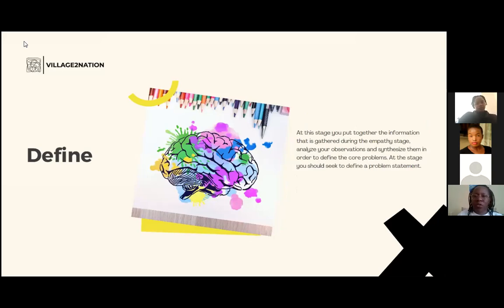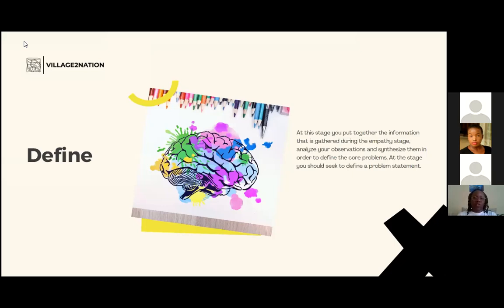At this stage, once you've done your assumptions, you put together the information that is gathered during the empathy stage. And I think, Valentine, you've given us a good example. You put all the information together, then analyze your observations and synthesize them in order to define the core problem. So you've gone, you've observed, you've done everything like you did, Valentine, and then you said the core problem is emotional, this, that. You rate them in a hierarchy. So maybe out of the 20 children you interacted with, 18 of them confirmed that they needed emotional support. So then you arrive at the core problem, but it's driven by the observations you found when you started interacting and empathizing with the users.